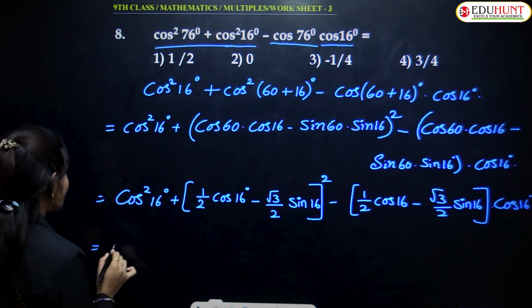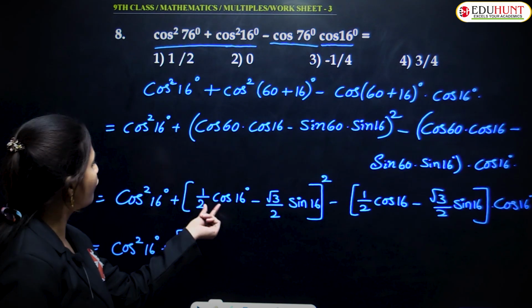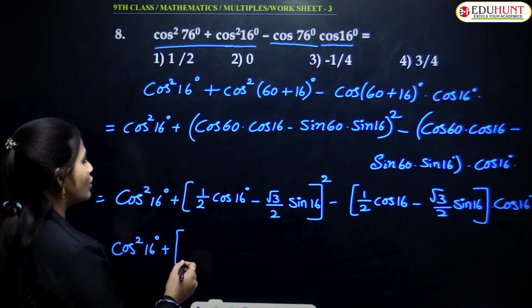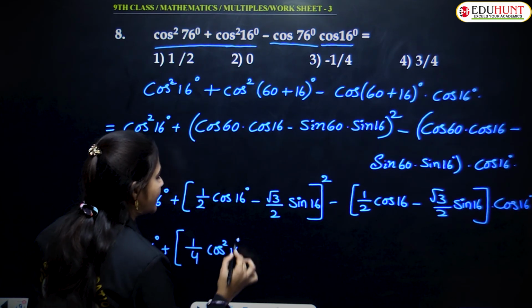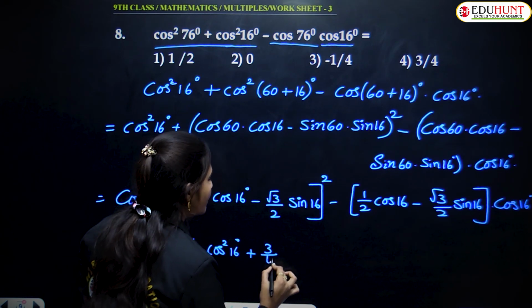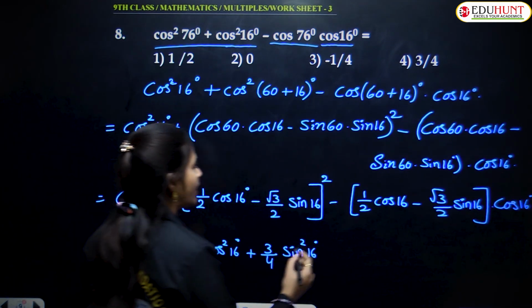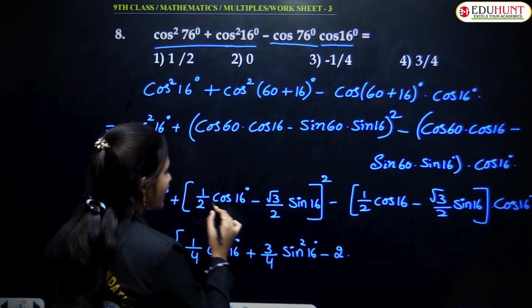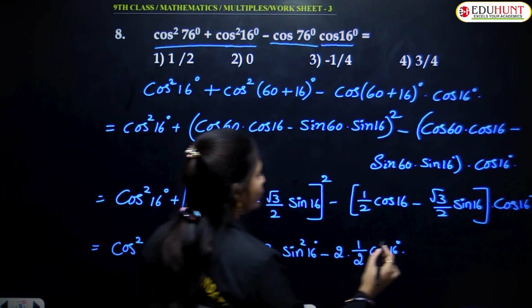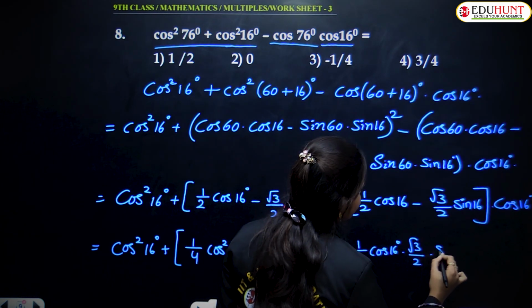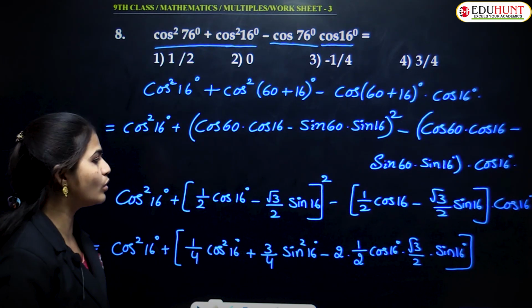Yes. So which is equal to cos square 16 degrees plus, here this is in the form of a minus b whole square. So apply the a minus b whole square formula: a square, so 1 by 4 cos square 16 degrees, plus b square, so 3 by 4 sin square 16 degrees. So a square plus b square minus 2ab. Here a is 1 by 2 cos 16 degrees as well as b is root 3 by 2 into sin 16 degrees. Okay, so this is the formula for a minus b whole square.